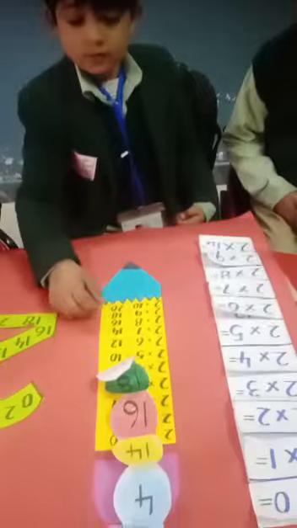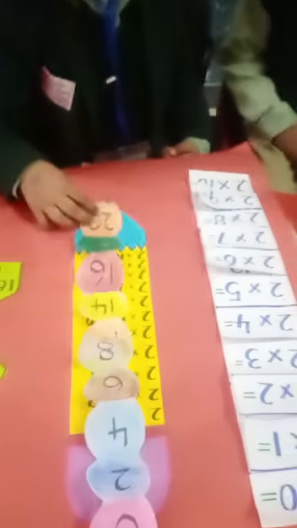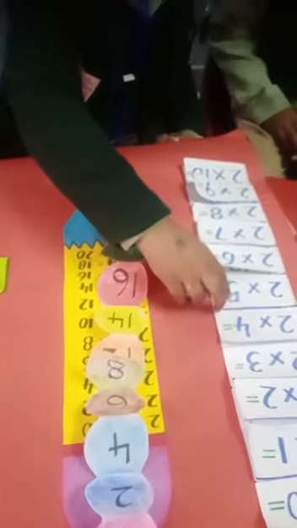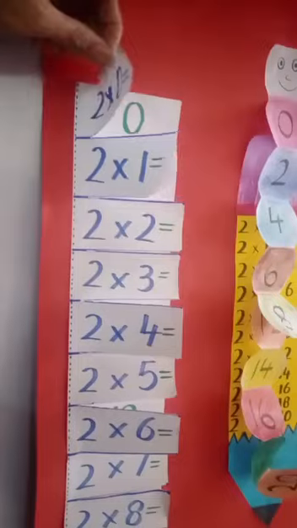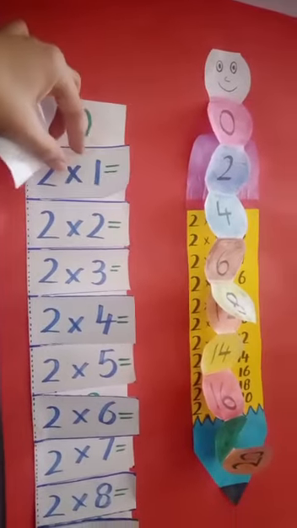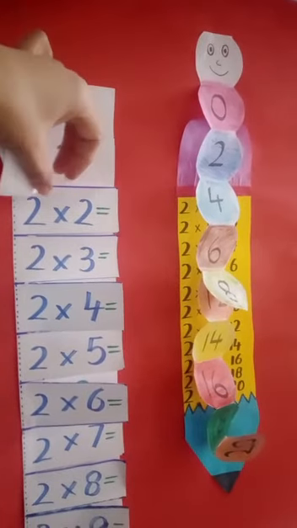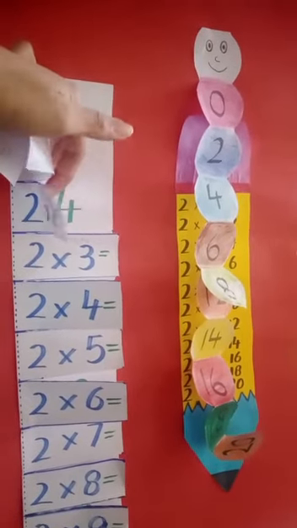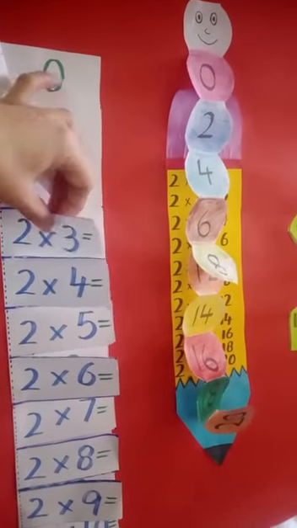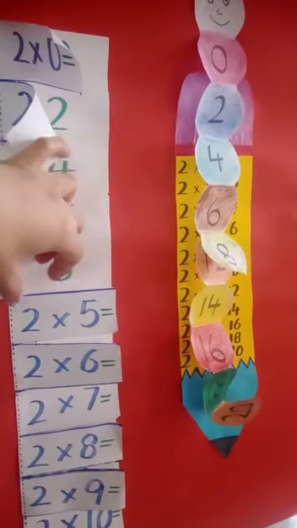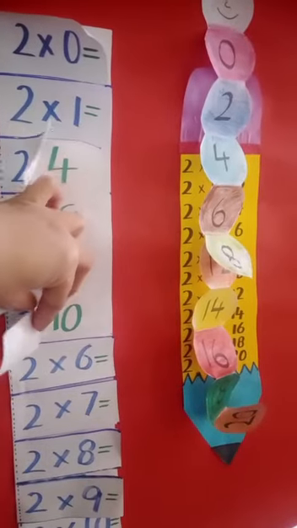2 ones are 2, 2 twos are 4, 2 threes are 6, 2 fours are 8. Where is number 10? 2 fives are 10. Very good. 2 ones are? 2. 2 twos are? 4. 2 threes are? 6. 2 fours are? 8. 2 fives are?